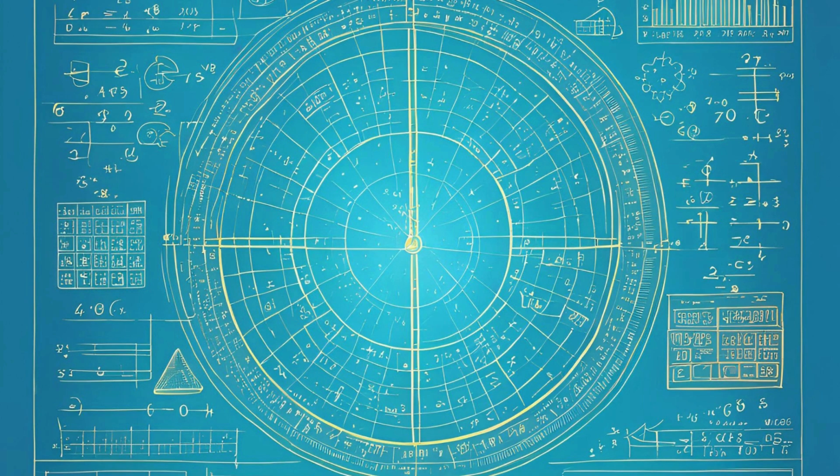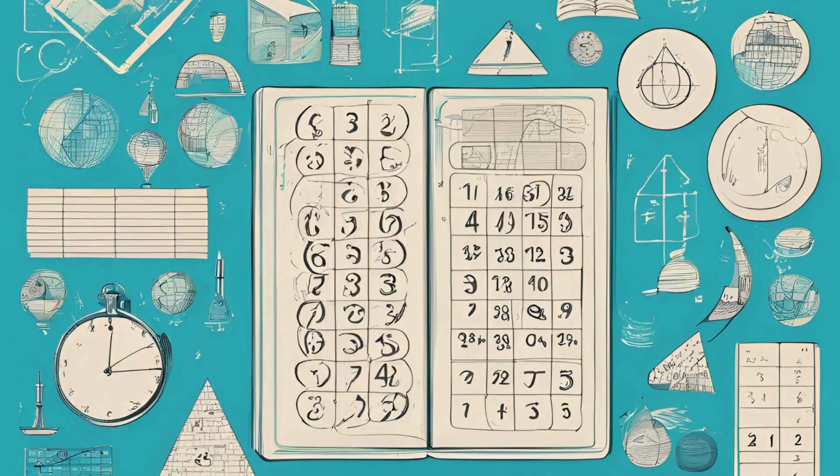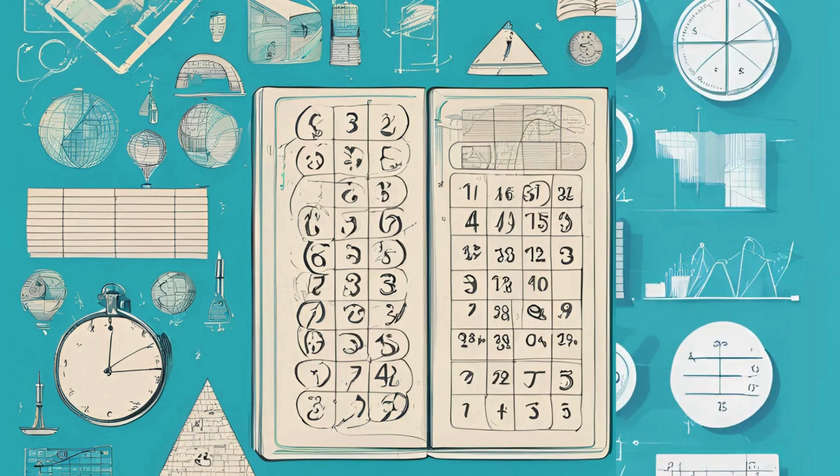Exactly. So a cube has 8 vertices, 12 edges, and 6 square faces. And a sphere has no faces, edges, or vertices because it's perfectly round. That's right. Now, what about those nets we talked about earlier? Oh yeah, nets.